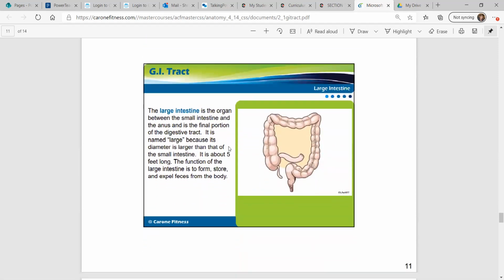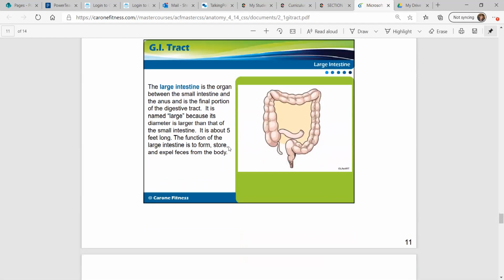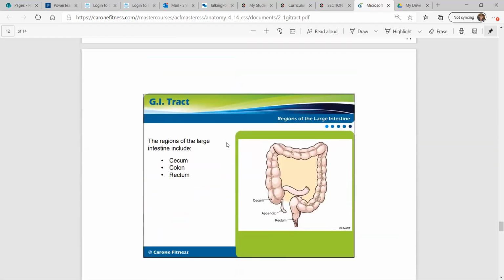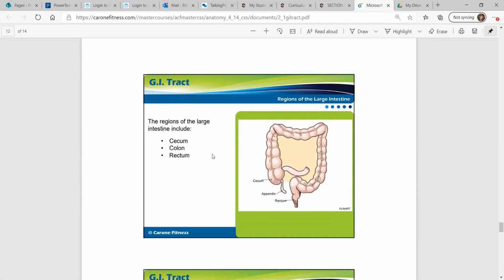The large intestine is the organ between the small intestine and the anus, and is the final portion of the digestive tract. It is named large because its diameter is larger than that of the small intestine. It's about 5 feet long, and the function of this intestine is to form, store, and expel feces from the body. So a very important intestine for sure.